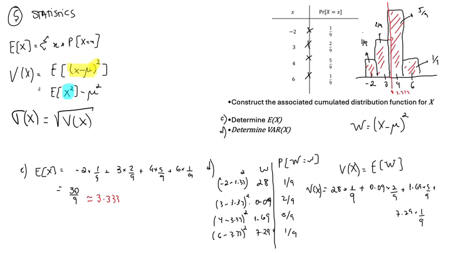If you want to use the second formula, it's fine. The way you should do it is you would create the W would be X squared. So your new variable will be X squared. You would have the PDF for X squared. You will calculate the expected value of X squared, but then you would have to, from the result, take the mean squared out of it. You subtract the mean squared.